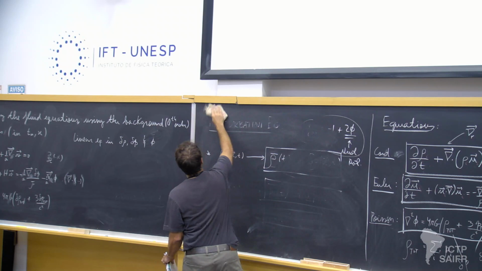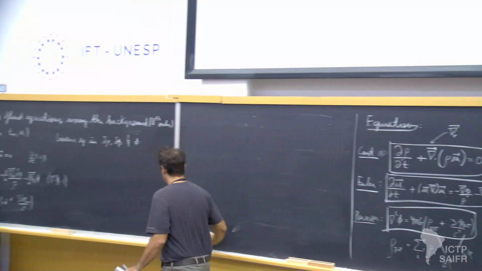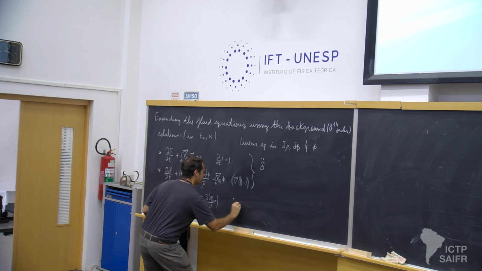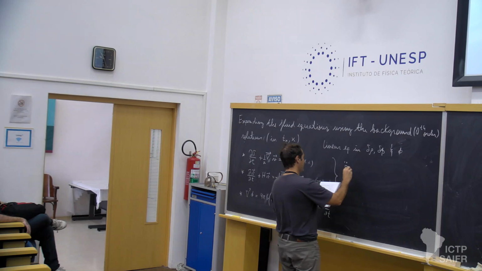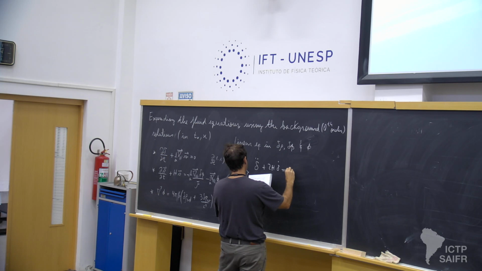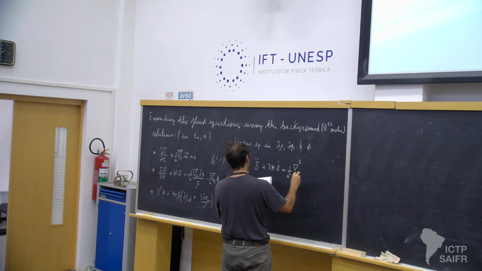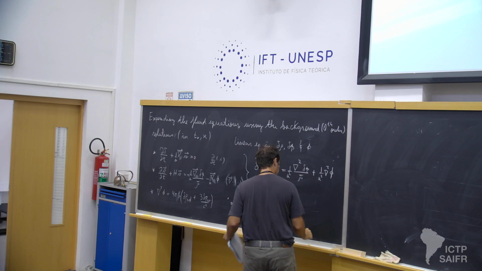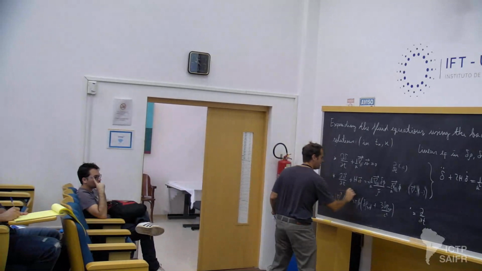So if we now combine these two equations, we get an equation which I'm going to write like this, where a dot is the partial derivative with respect to time: delta double dot plus 2h delta dot is equal to the Laplacian over a squared of delta p over rho bar, plus 1 over a squared Laplacian of phi. Of course, you still have to use the Poisson equation here in order to find what phi is. But now we have an equation for delta.